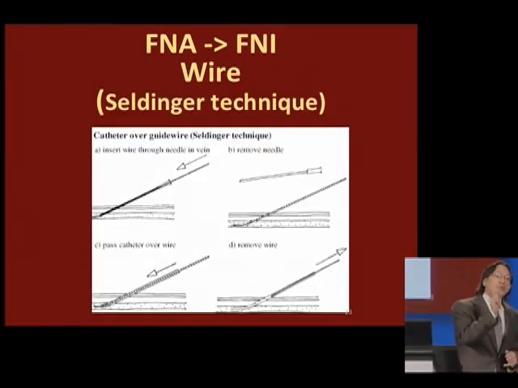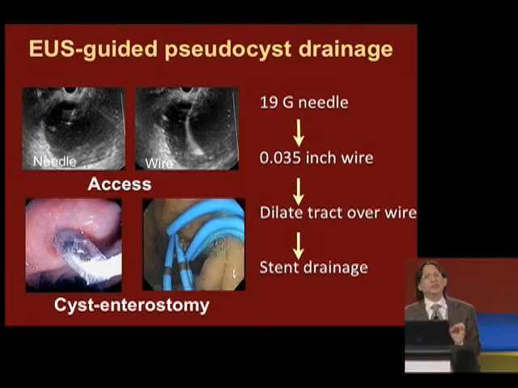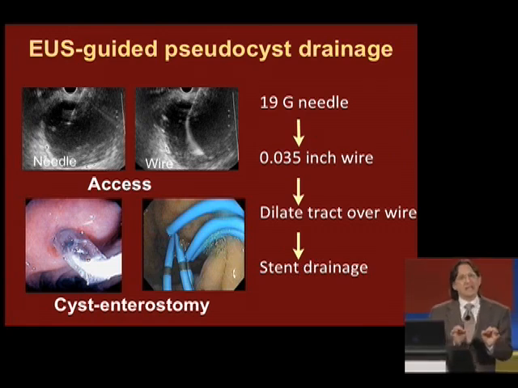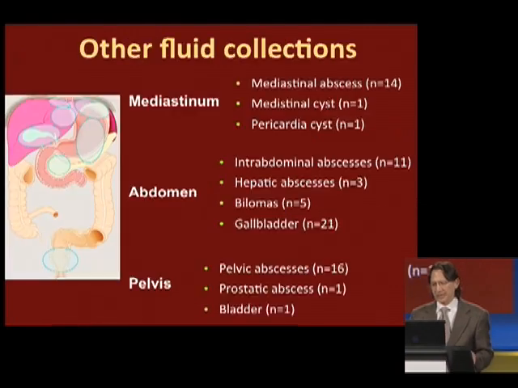That device could also be a wire. And if you pass a wire through the needle, then you've got the Seldinger technique, which allows us to use the wire as a scaffold to introduce other therapeutic devices. Pseudocyst drainage, EUS-guided pseudocyst drainage, is really our best example of the Seldinger technique. Using a large bore needle, we puncture and access the pseudocyst, we place a wire into the pseudocyst, we remove the needle, we dilate the tract with a balloon catheter, and then we place stents to drain the pseudocyst. What an elegant procedure, all done internally.